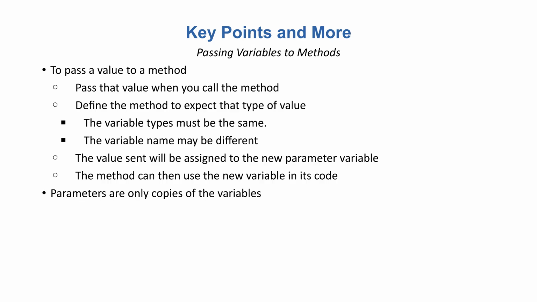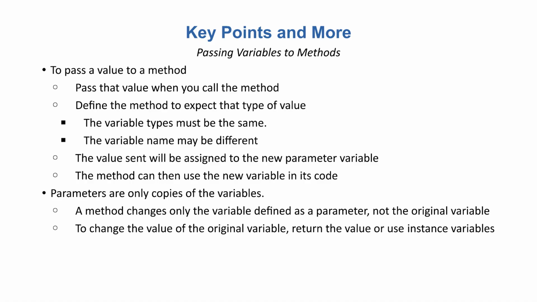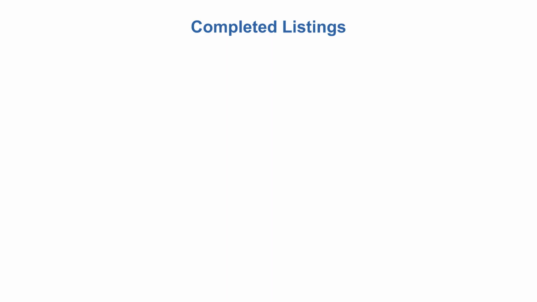Parameters are only copies of the variables. The method changes only the variable that was defined as a parameter. It doesn't change the original variable in the code that called the method. If the method must change the value of the original variable, you should return the value or use instance variables instead of parameters. These techniques will be covered in later lessons. Here are the completed listings for all the exercises in this video.